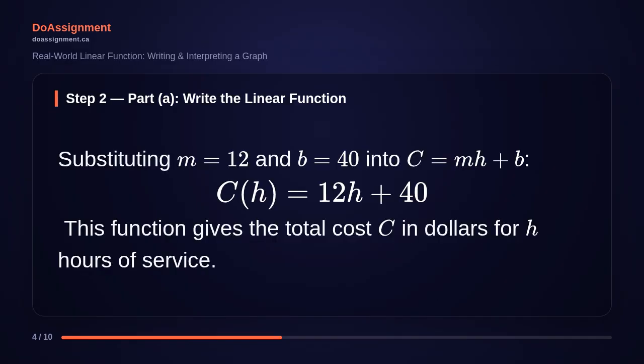Plugging in m equals 12 and b equals 40, the linear function is C of h equals 12h plus 40. This single equation captures the entire pricing structure.